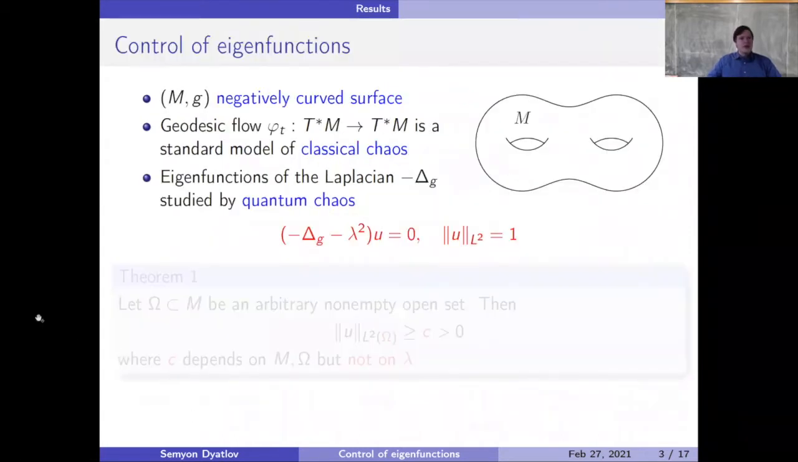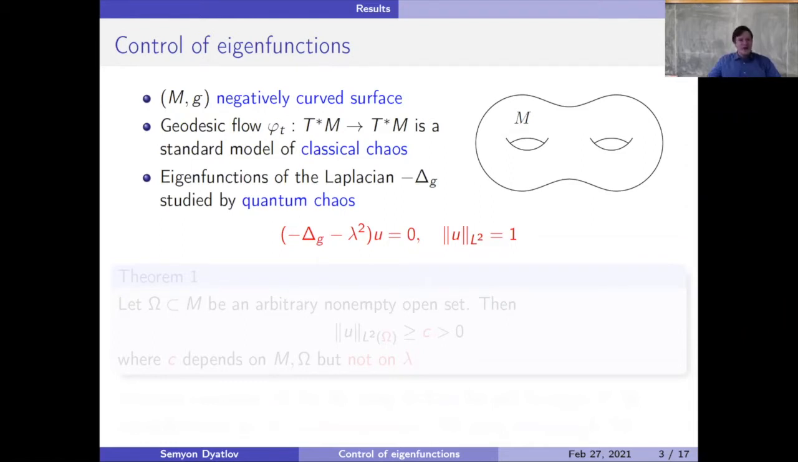Let me start by stating what the result actually is. So let's consider a negatively curved surface. My setting is going to be a compact, connected, oriented, two-dimensional Riemannian manifold of negative curvature. I had a discussion with one of my co-authors at some point, and I feel compelled to also tell you it's nonempty. There was a long discussion whether empty manifolds are manifolds or not. But anyway, it's a negatively curved surface.